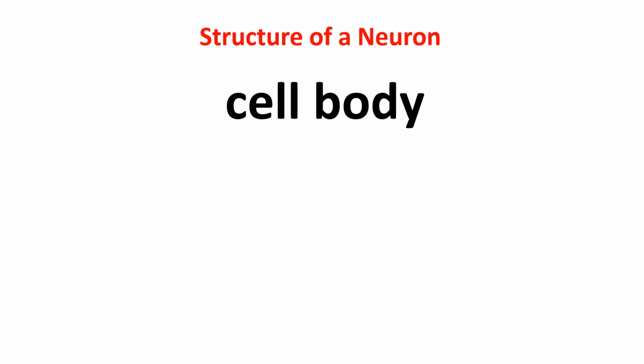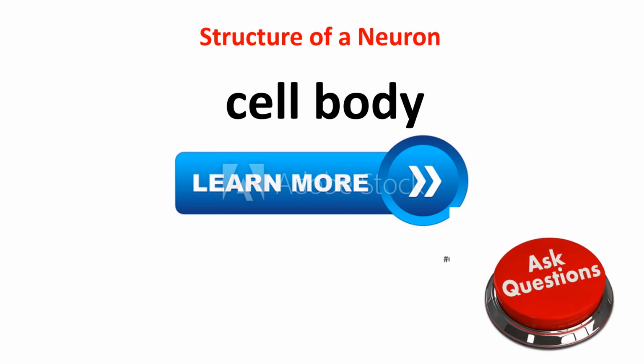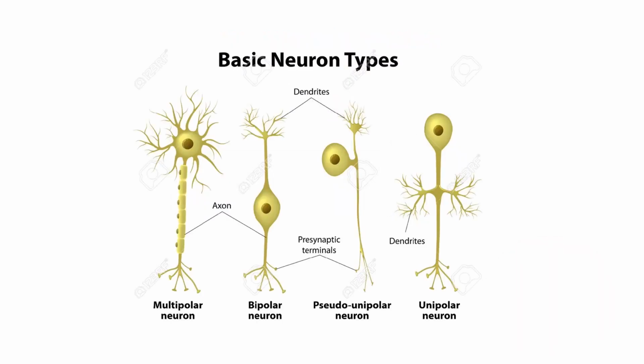Now, regarding the structure of a neuron, usually the starting point is studying the cell body or the soma, and we need to learn more about the neuron. How do we learn more? By asking questions. You ask questions, you learn more. You don't ask, you are not learning very well. Are all neurons of the same type, same structure, the same pattern? The answer is no. So this slide is going to tell us what the basic types of neurons are.